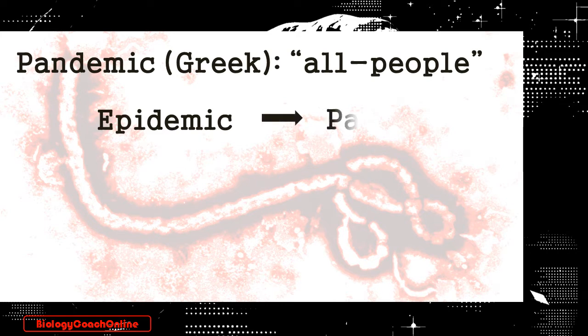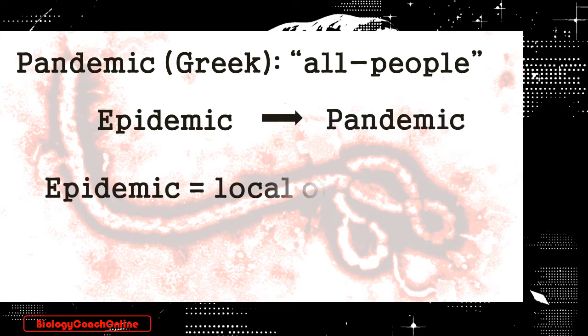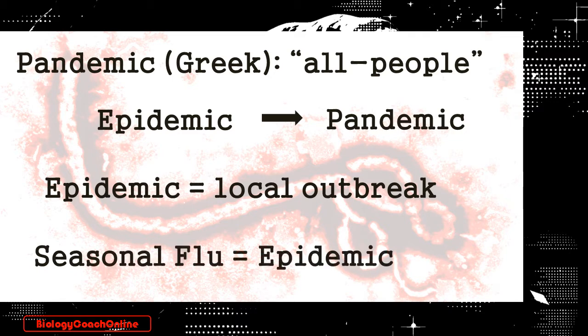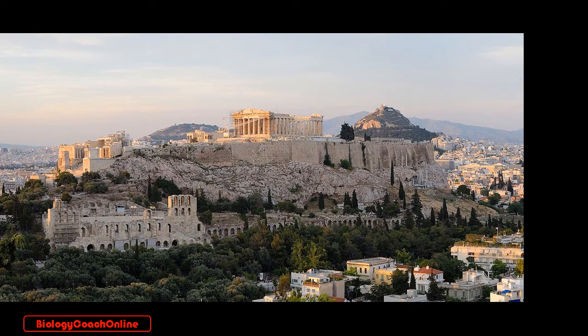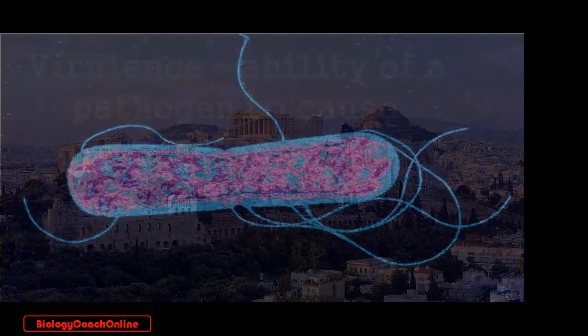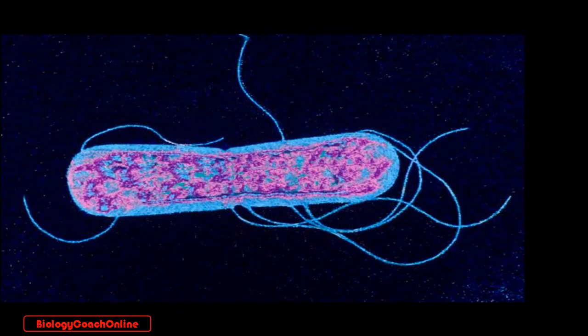Pandemics begin as epidemics. Now, an epidemic is a local outbreak of some disease, and I'm sure you're all familiar with the seasonal flu epidemics that might sweep through your families, your schools, and your communities. A good example of an epidemic is a typhoid fever outbreak that occurred in the ancient city of Athens, Greece, around 430 BC. Now, the causative agent of typhoid fever is the bacterium Salmonella enterica.